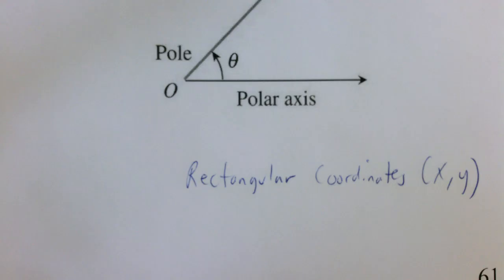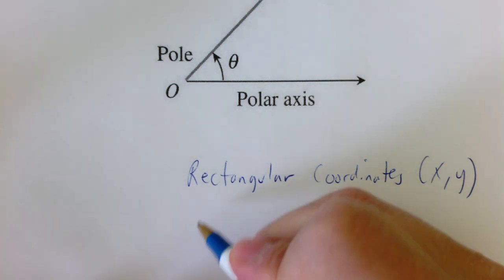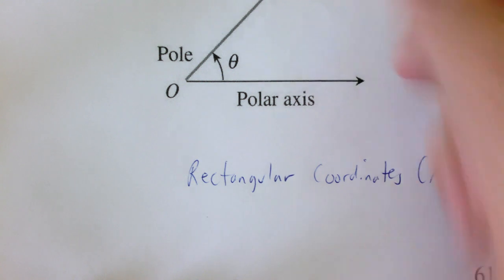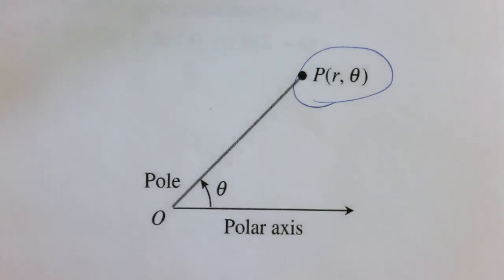Now polar coordinates, all that is going to be converting it. So polar is going to be r and theta. There's going to be two of them. There's going to be a negative r as well.